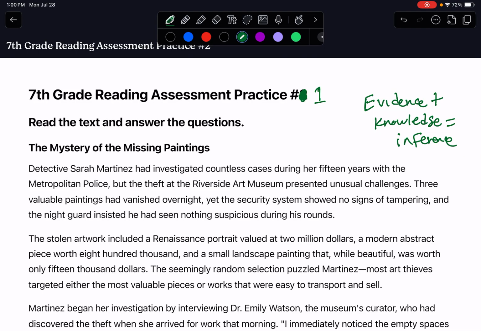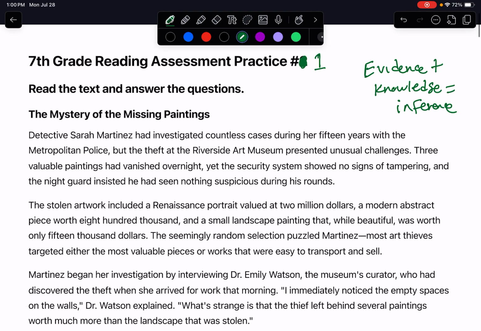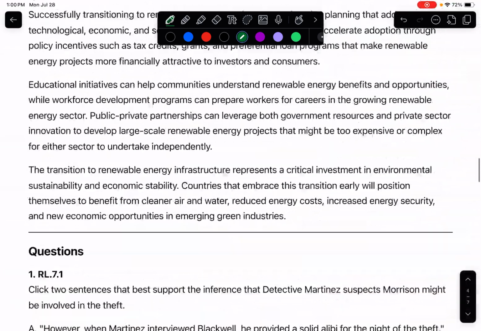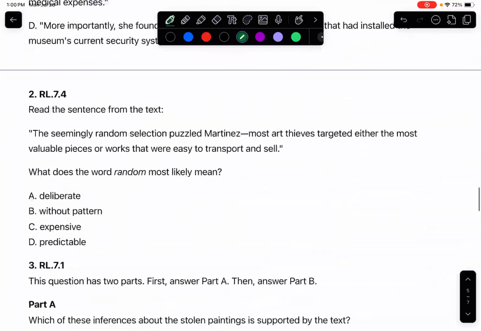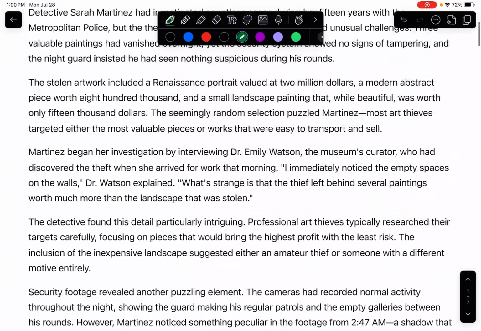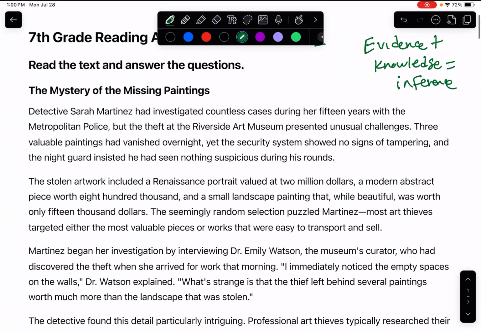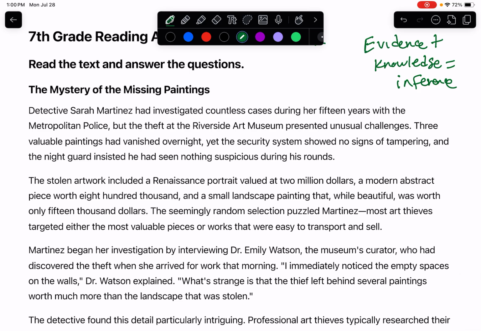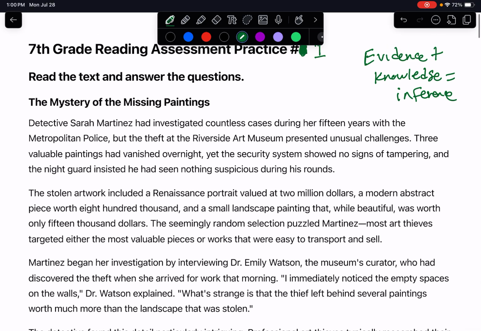Okay, so there's 2 texts that I want to read with you. And again, when I read these, I want you to do this the same way I do it. Always interact with the text. Don't just read the text just for the sake of reading it. Here we go.